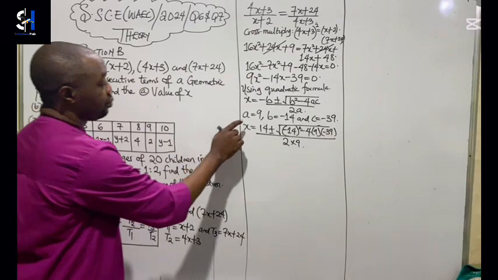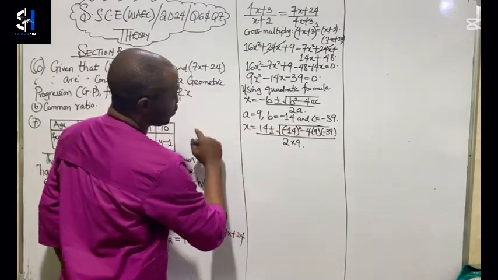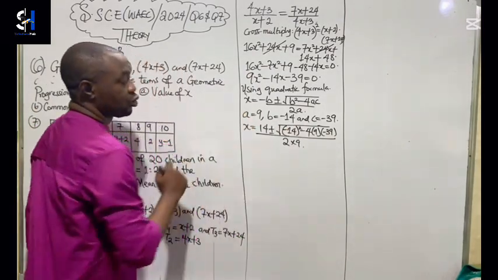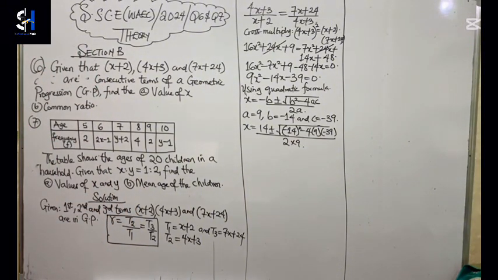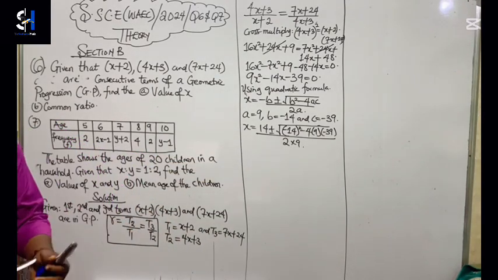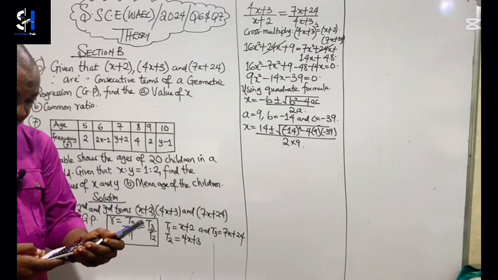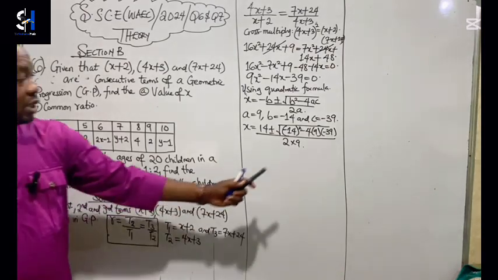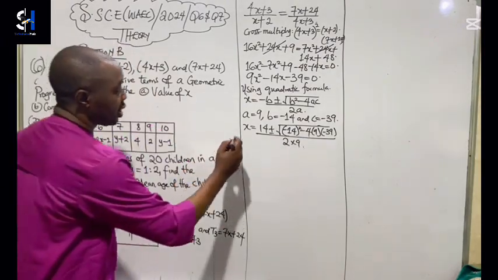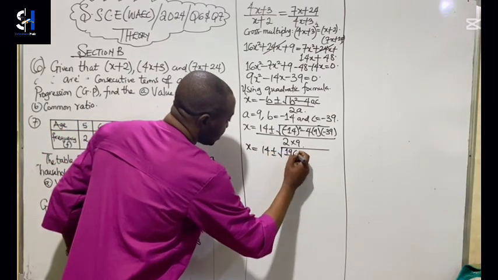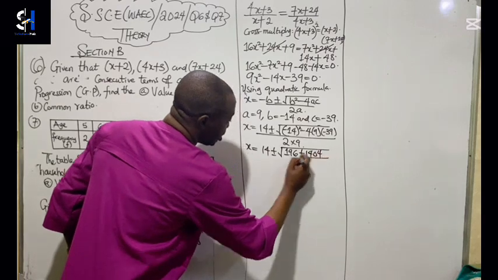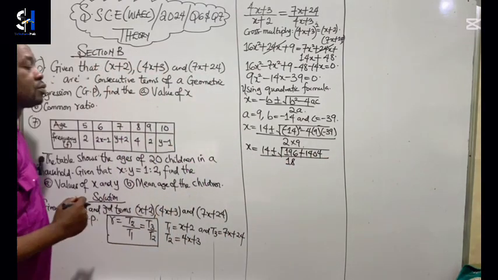So we have to substitute these values, because the formula is x equals negative b plus or minus the square root of b squared minus 4ac over 2a. Now, what is 14 squared? That will be 196. What is 4 times 9? That is 36, and 36 multiplied by 39 will be 1404. Negative times negative will be positive. So we then have x equals 14 plus or minus the square root of 196 plus 1404, over 18.